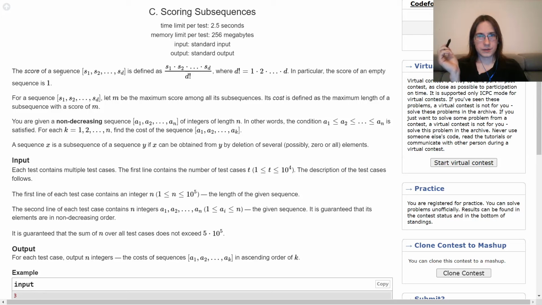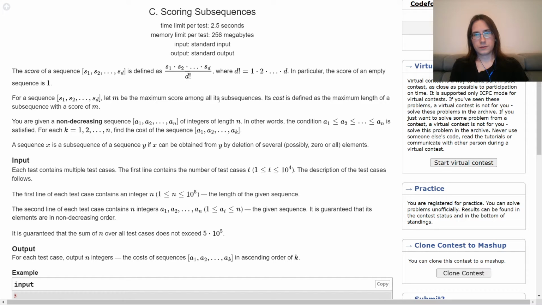Let's discuss the last three problems from today's Division 2 contest, starting with C. You can read it now or listen to my explanation. In my explanation, we have a series of definitions. First definition is the score of a sequence. We call it the score of a sequence, the product of its elements, divided by the factorial of its length.